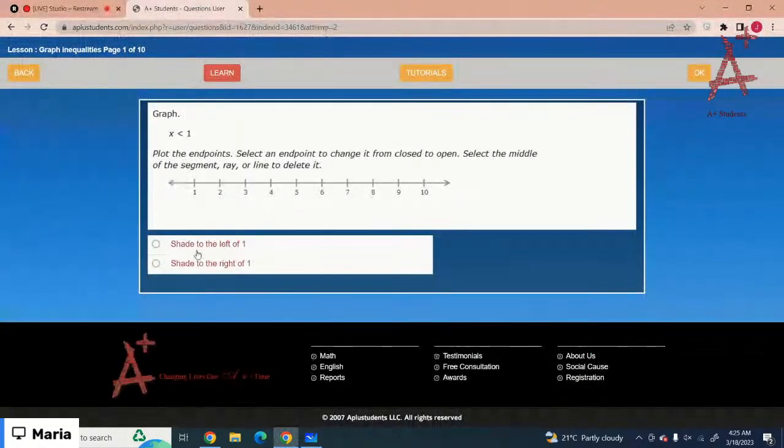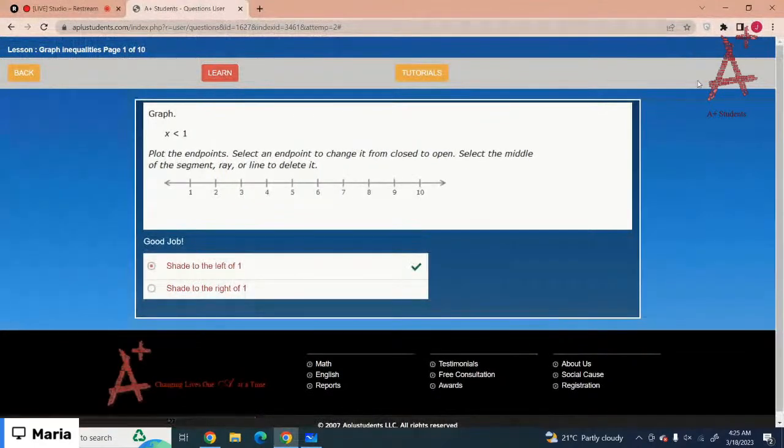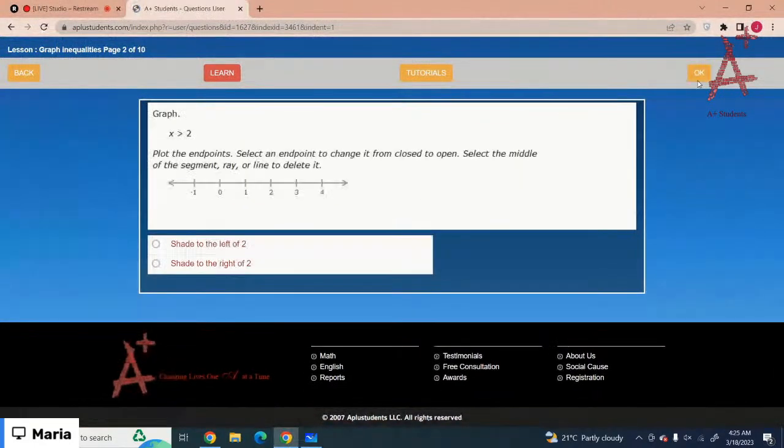If the values are less, it would be shaded to the left of the 1. Got it? On the right hand side, it would be greater values, and on the left hand side it will be the smaller values. Got it? Okay, the next one is graph x is greater than 2.